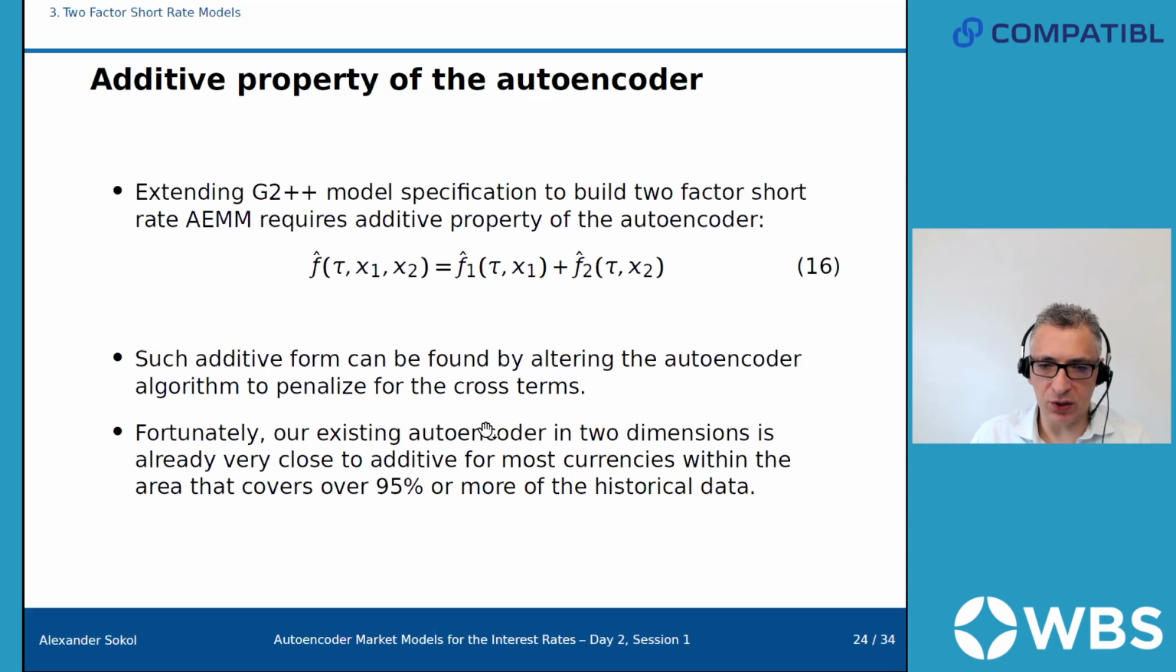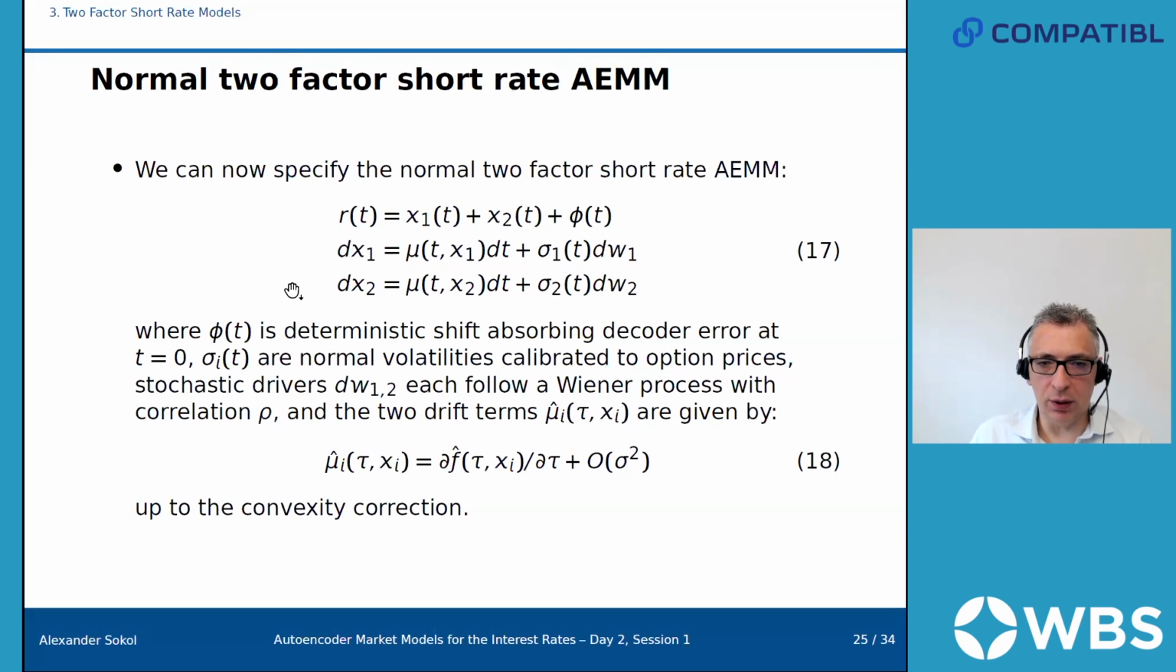But if that's not the case, then we can specifically penalize for cross terms and make it even better. In this case, the 2-factor short rate autoencoder market model is very similar to the 1-factor. So here again, we have the drift. Actually, I apologize, this is missing a hat, so let me make a note of that. This should be mu hat. I'll correct it before posting the slides. So dx1 and dx2 is mu hat of t, x1 and mu hat of t, x2.